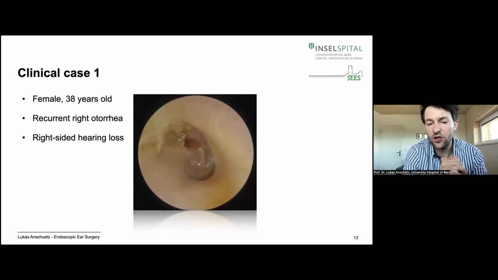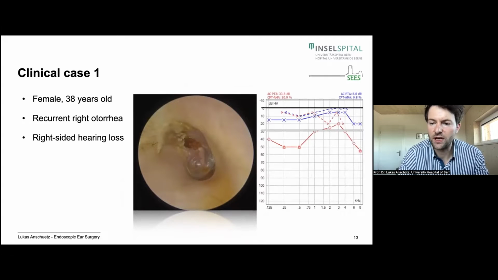I think this is a very good way to, again, show the disease to the residents, to show the disease also to the patient, and to explain what is the plan of the surgery. And you can see here a very nice case of attic cholesteatoma. This is the hammer, and you can see the rest of the eardrum is completely normal. Of course, she also had a hearing test, and you can see conductive hearing loss on the right side.